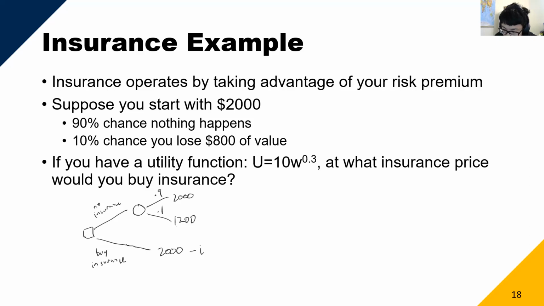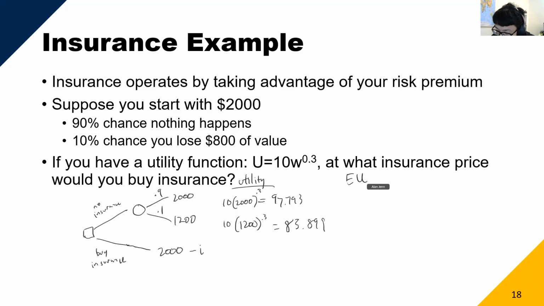Okay, so that is the values. And then the utility associated with this is 10 times 2,000 to the 0.3, which is equal to 97.793. And for this other one, it is 10 times 1,200 to the 0.3, which is equal to 83.899.